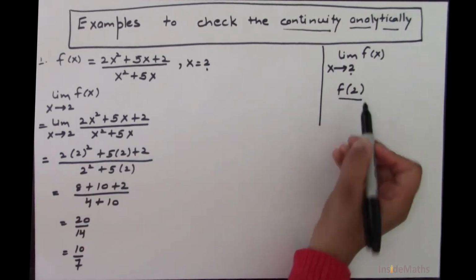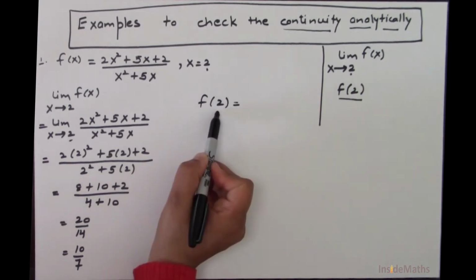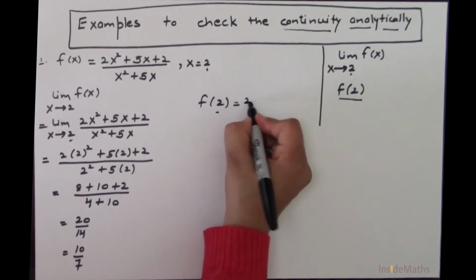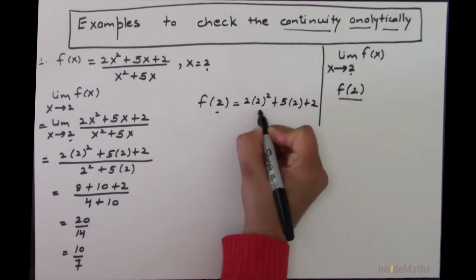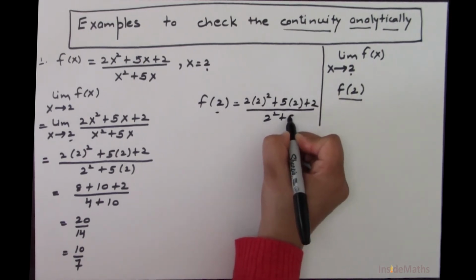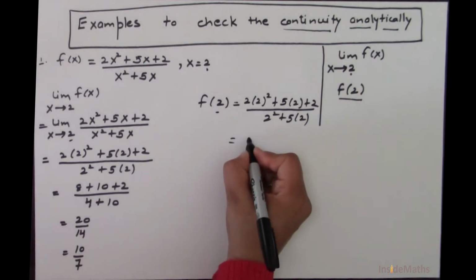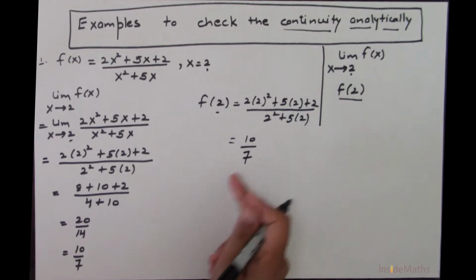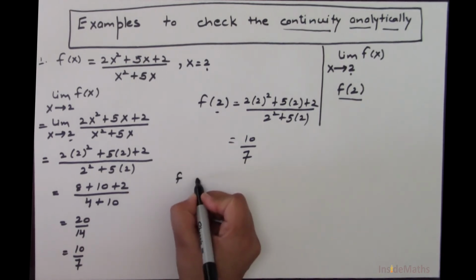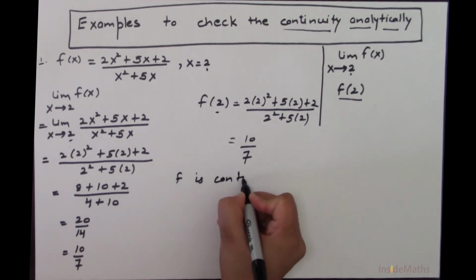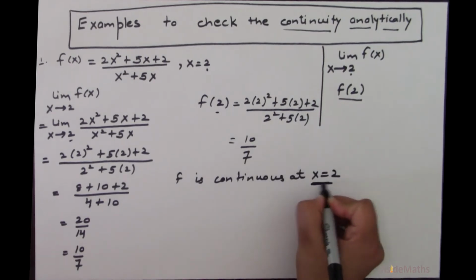Now we have to check the second condition. That means we have to find the value of the function at the point 2. Put this value in this function. So 2 square plus 5 into 2 plus 2 divided by 2 square plus 5 into 2, which is the same as this. So if I solve this, I'll get the same value. Now both of these values are equal. That means the function f is continuous at the point x equals 2.